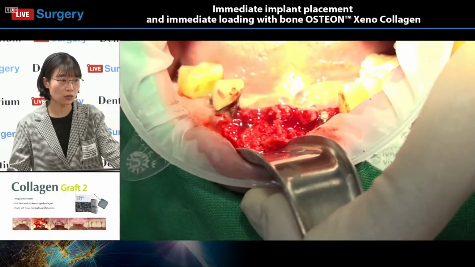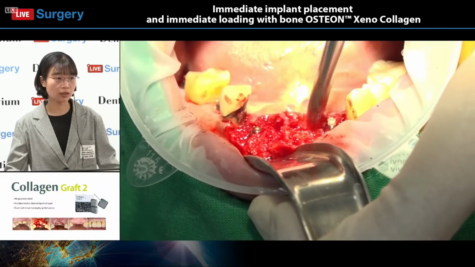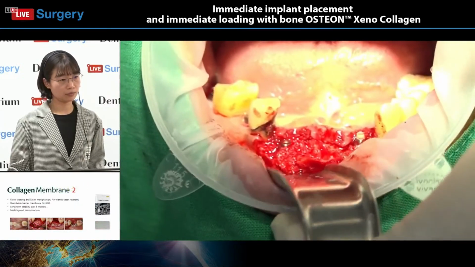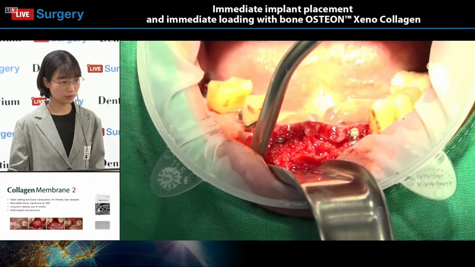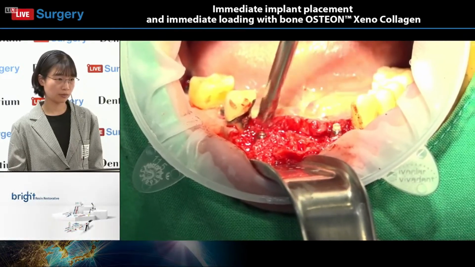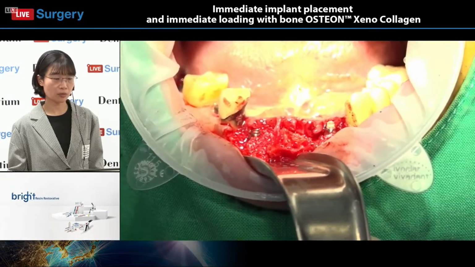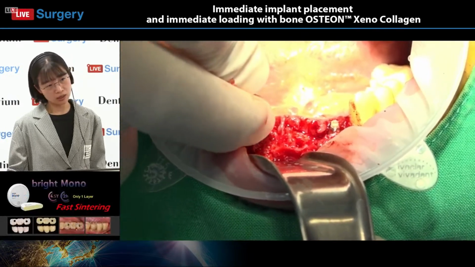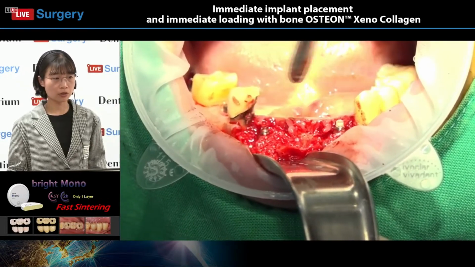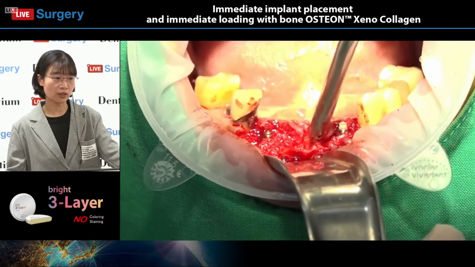Now he is trying to disconnect the cover screw and then connect the healing abutment. So we can see the perfect positions of two implants for the prosthetics on the lower anteriors.